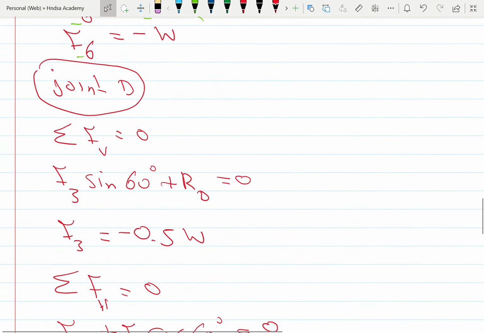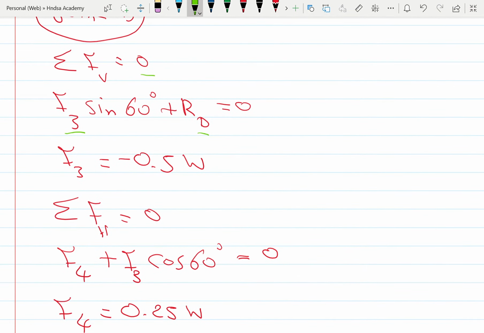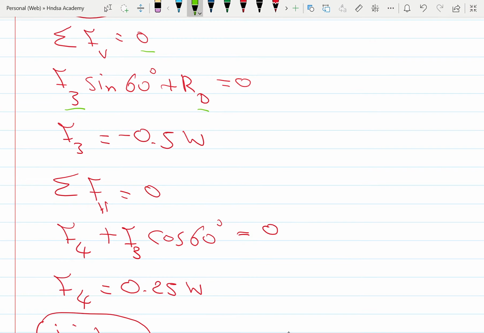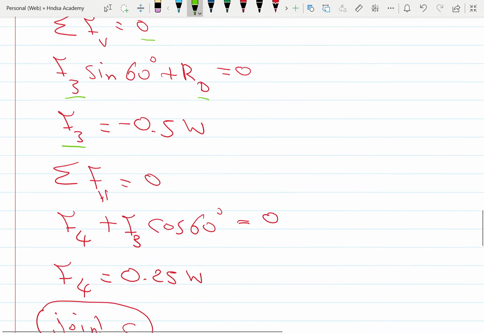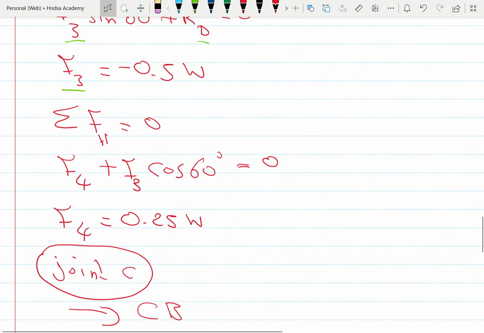So the sum of vertical forces equals 0. So force 3 sine theta, which is the vertical component of member 3, plus RD will give us 0. RD is the reaction going upwards and F3 is going downwards. So that will give us the force in member 3 equal minus 0.5 W. Again, that means it is in compression, not in tension, because we assumed all of them in tension.